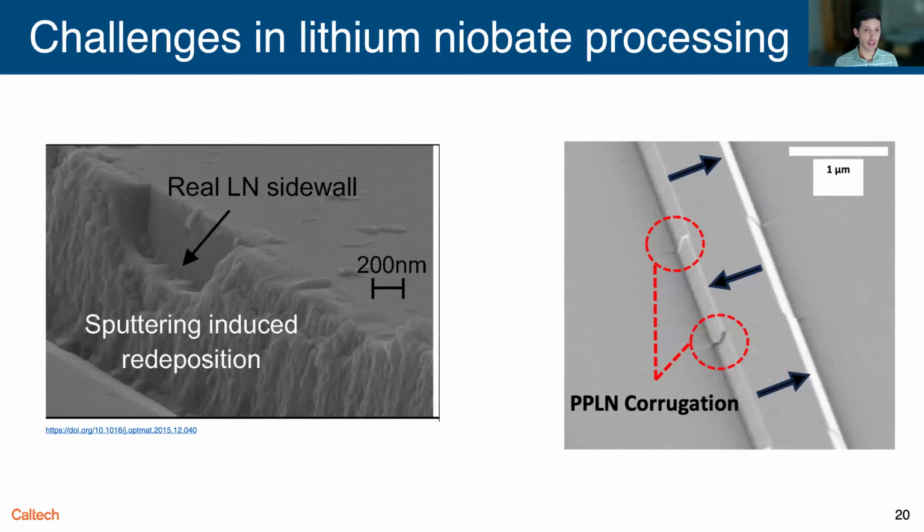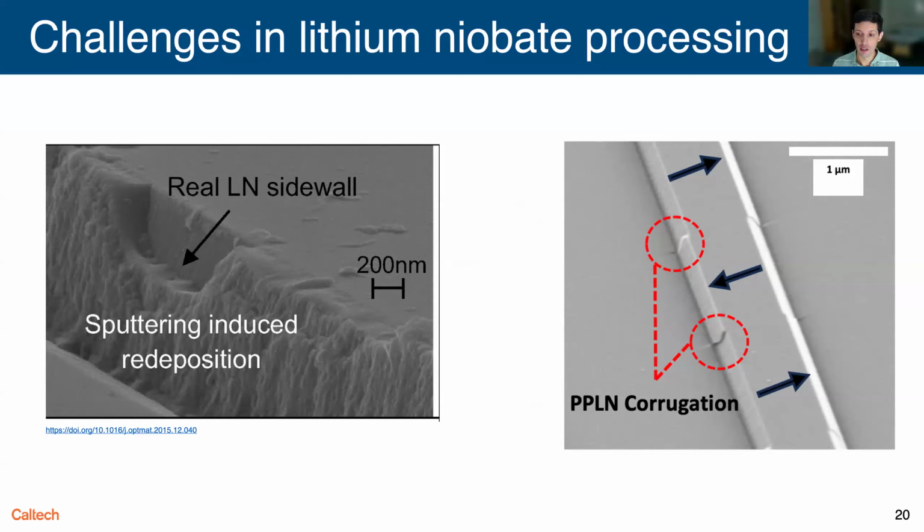The challenge is that it's very difficult to process. So if you look on the left here, there really isn't a great way to etch it in a dry etch chemically. And so what's used is ion milling. But this ion milling produces redeposition, which coats the sidewalls. So you can see all that gunk on the real lithium niobate sidewall in the left image. So this material has to be removed, otherwise the optical characteristics of the devices are terrible.